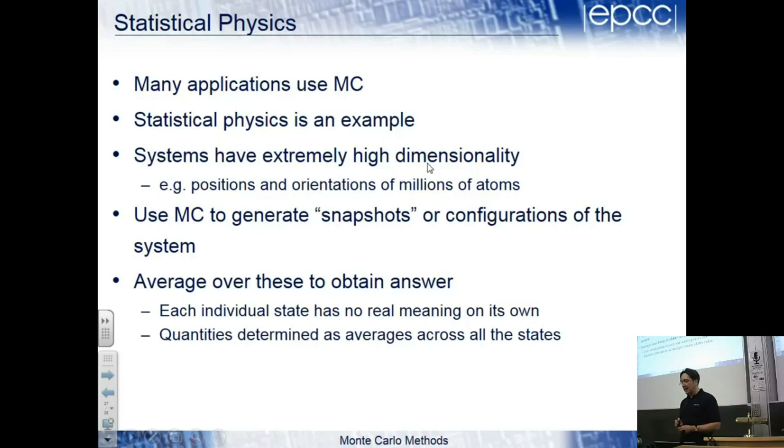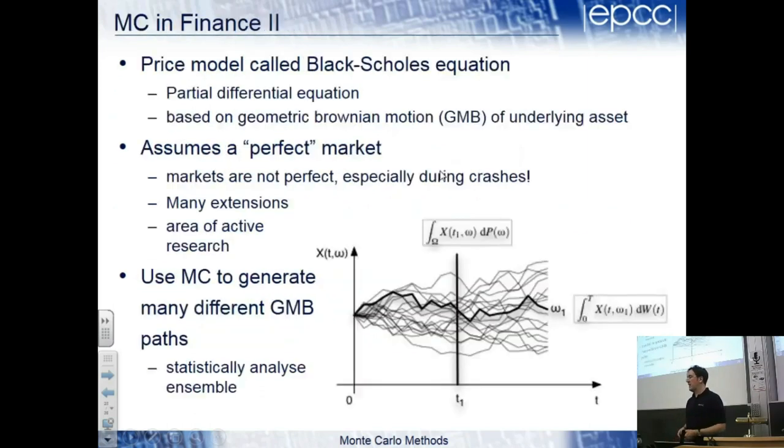A classic example where these Monte Carlo methods come in is statistical physics, and statistical physics is an analogy, exactly what I described. We want to, for example, simulate the air in this room. One way of doing it is to sample all the configurations of all the different molecules of oxygen and nitrogen in this room. There's a huge high dimensionality, the positions and orientations of millions of atoms. We can't even begin to generate all the possible arrangements of the billions of atoms in this room. So what we do is take snapshots, but snapshots which are all probable. We take snapshots which are likely, and we average over them. It's a standard statistical technique.